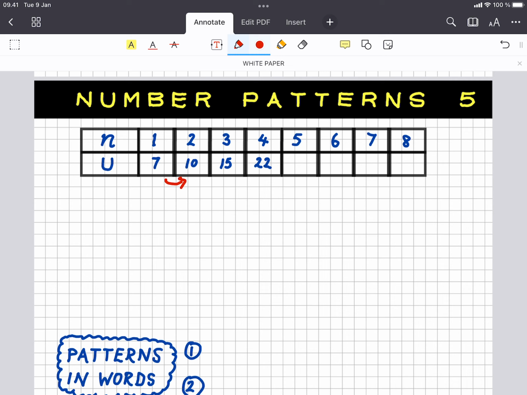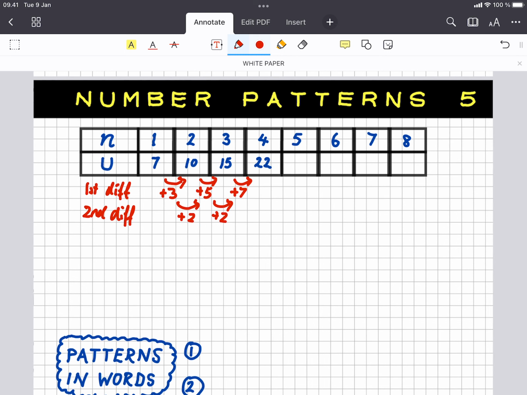So the differences between the terms are going +3, +5, +7. And you're starting to see a pattern there, because the differences between the differences are 2 every time. So the actual differences are going up by 2 every time. So you've got the first difference, and then the second difference is 2 every time. So we can use that to predict the subsequent terms in the sequence.